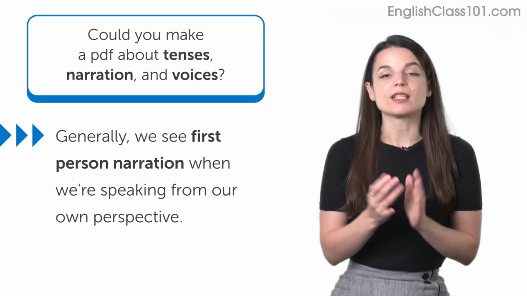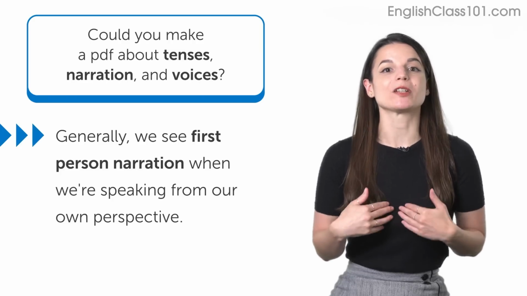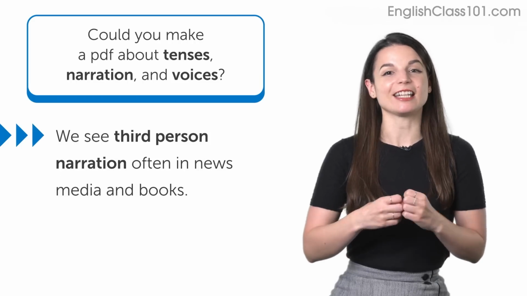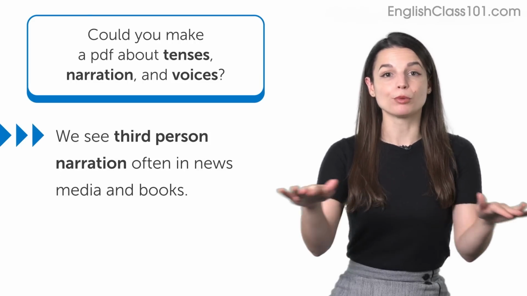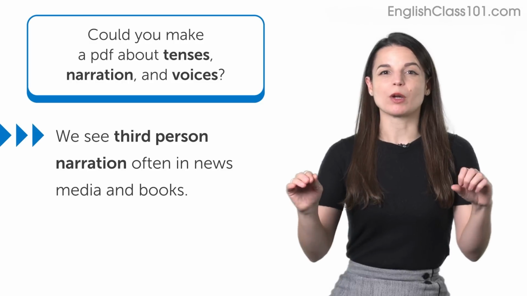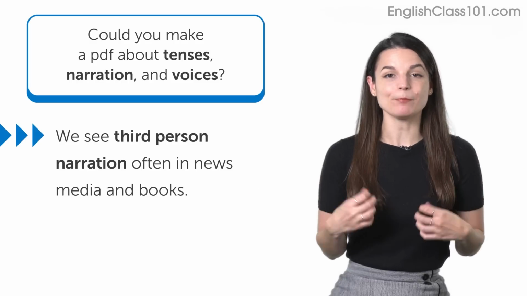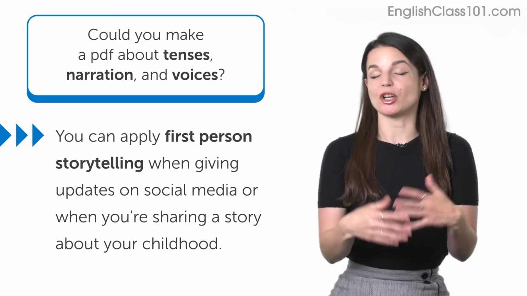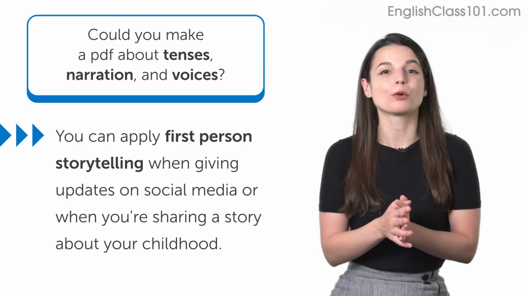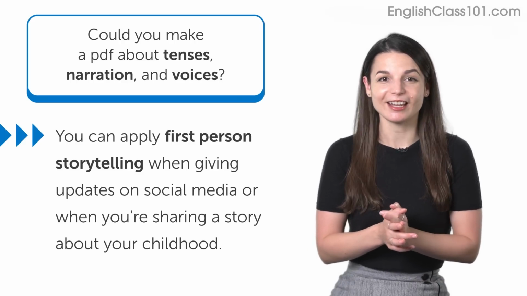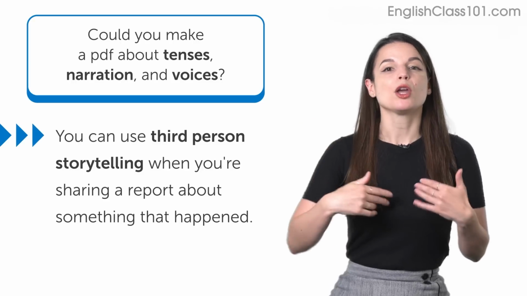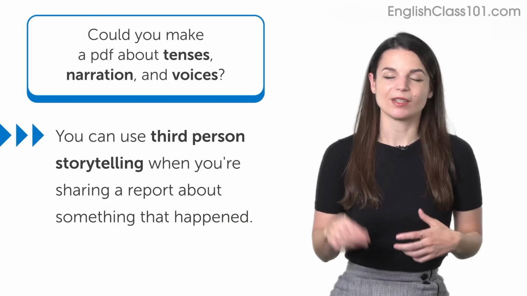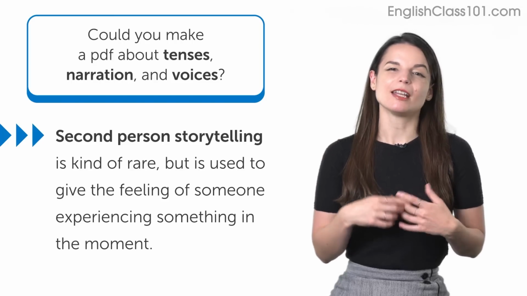So generally, we see first person storytelling when we're speaking from our own perspective. And then we see third person storytelling a lot in like news media and in other books. So those are situations where we don't need to focus on ourselves, right? So you can probably apply first-person storytelling when you do things like share updates on social media, for example, or maybe share a story about your childhood. And you can use third-person storytelling when you're sharing a report about something that happened and you do not need to be the focus. Second-person storytelling, as I mentioned, is kind of rare.